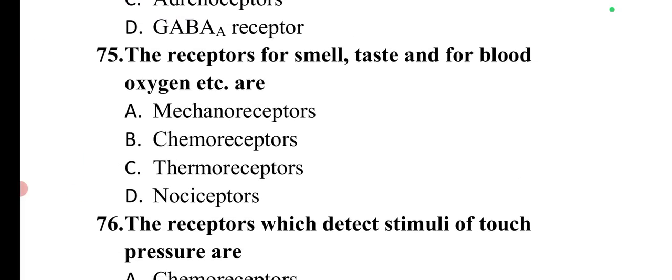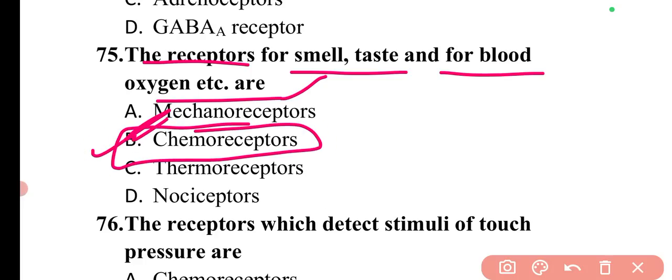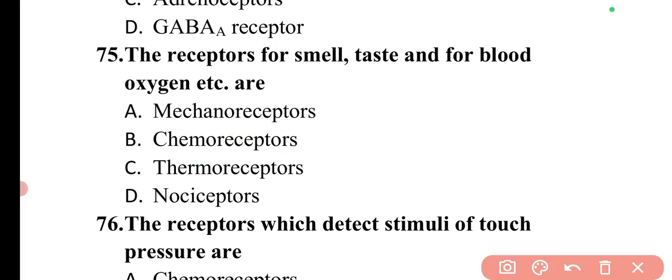Then the next question is the receptors for smell, taste, and for blood oxygen, etc. are. So for taste, smell, and blood oxygen, the receptors are known as the chemoreceptors. So here option B will be the correct answer.